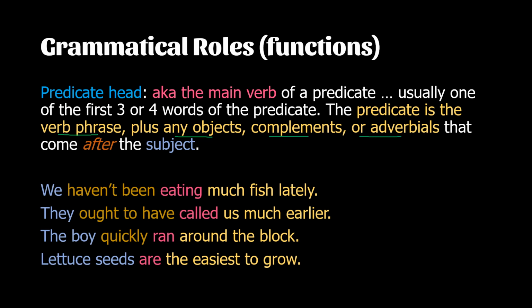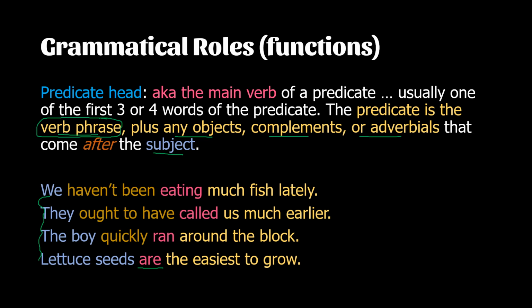So I've color-coded this to help us out. The subjects are all a blue-gray color here at the beginning of these sentences. Then we're going to look for the verb phrase. So obviously verb phrase hints that there is more than one verb in the group and they act together as a unit. If we look at the last sentence, lettuce seeds are, there's only one verb there, so it is the main verb and it is the predicate head.